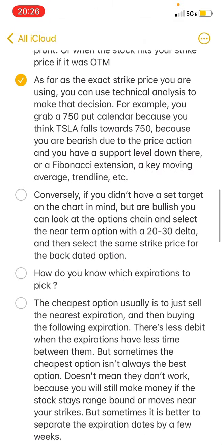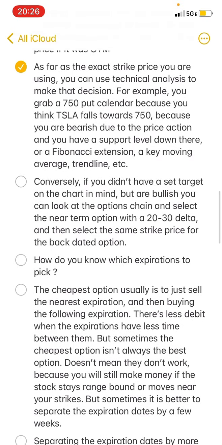Okay, so as far as the exact strike price you are using, you're just going to use technical analysis to make that decision, right? I'm not going to go into any technical analysis details here in this video. That's for another video. But for example, you grab a 750 put calendar spread because you think Tesla will fall towards 750, right? Because you are bearish due to the price action, okay? And you have a support level down there, or a Fibonacci extension, a moving average, a trend line, something like that. Ichimoku cloud, whatever it is you're using, that's your target, and that's the strike price you're going to pick, okay?